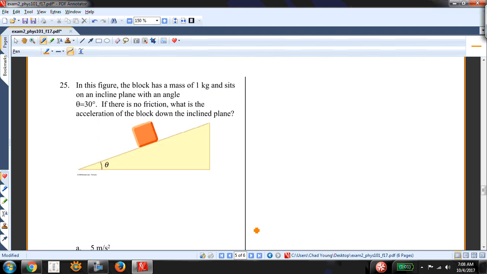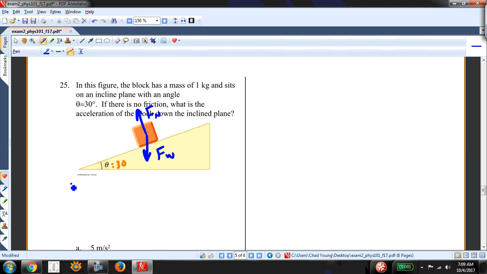Okay, now the last one. These were 3 problems. In this figure, a block has a mass of 1 kilogram and sits on an inclined plane with 30 degrees. So this is 30. Let's go ahead, no friction. What is the acceleration? Let's go ahead and draw all of our force vectors. Fw, there's no friction, so Fn. That's it. So it's just those 2 forces.